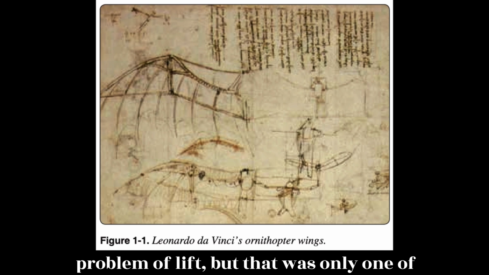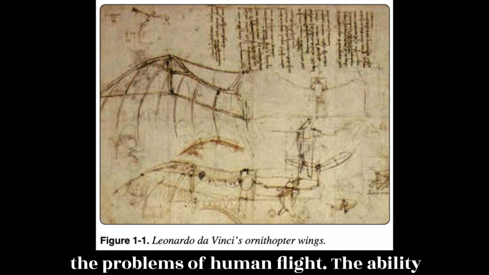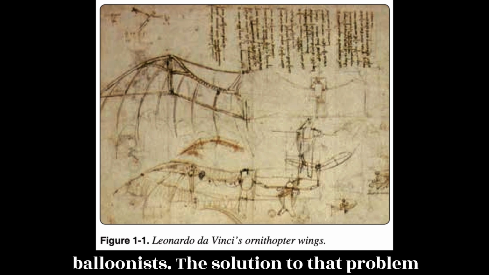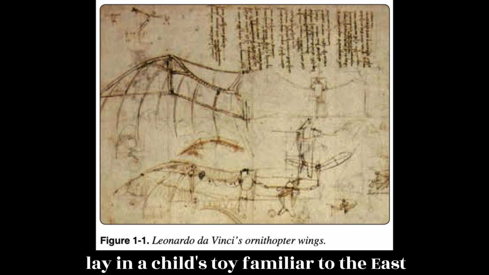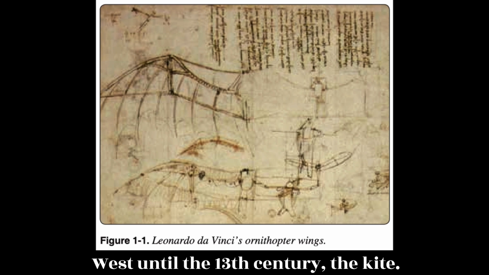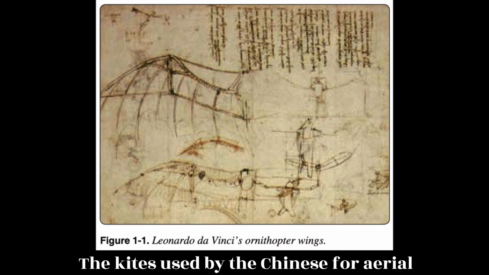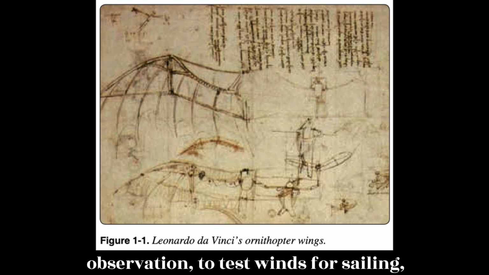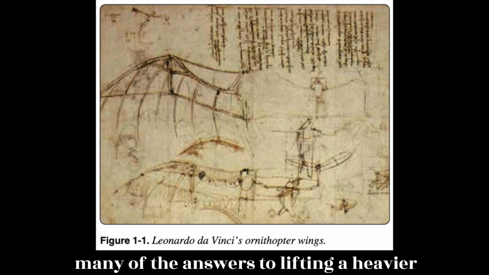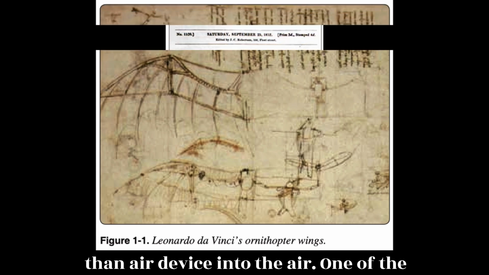Balloons solved the problem of lift, but that was only one of the problems of human flight. The ability to control speed and direction eluded balloonists. The solution to that problem lay in a child's toy familiar to the East for 2,000 years, but not introduced to the West until the 13th century, the kite. The kites used by the Chinese for aerial observation, to test winds for sailing, as a signaling device, and as a toy, held many of the answers to lifting a heavier-than-air device into the air.